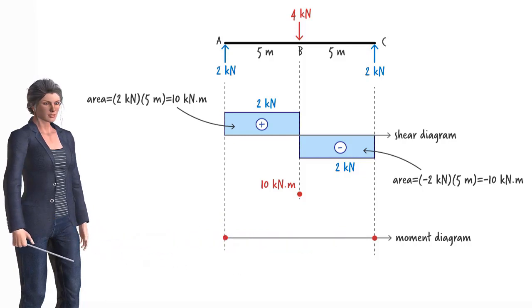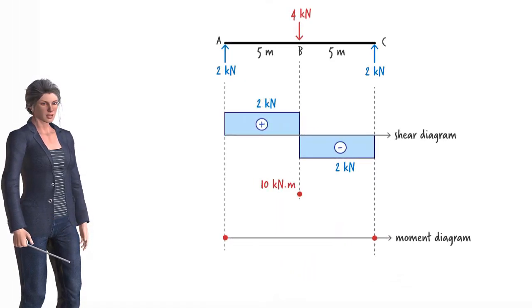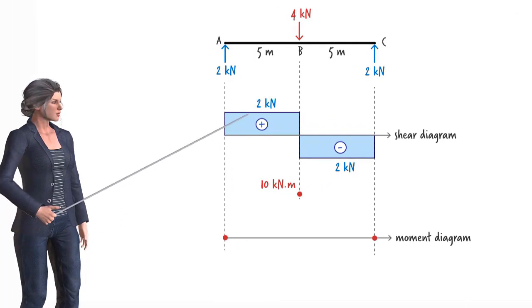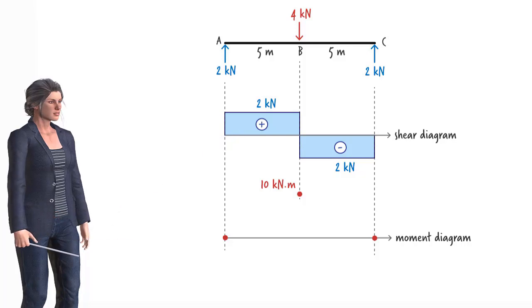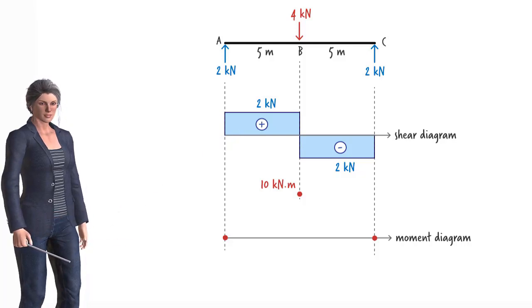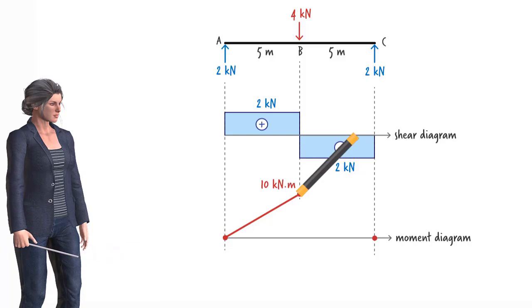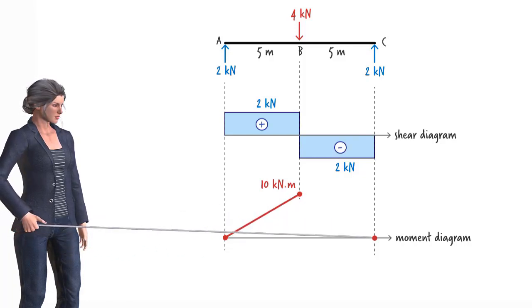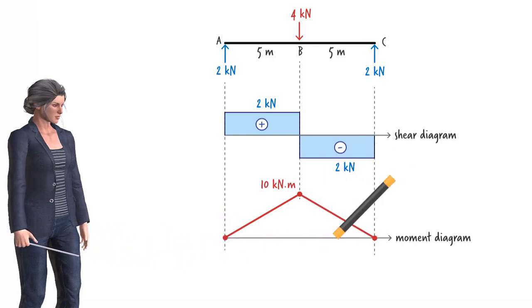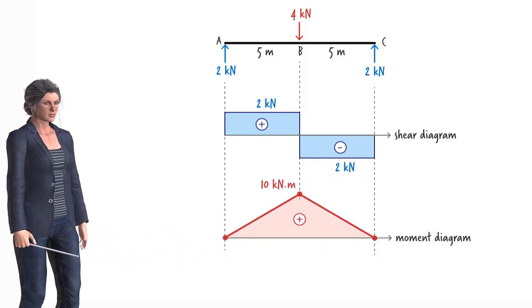The shape for each segment can be determined from the shape of the shear diagram above it. When the shear diagram is a horizontal line, the moment diagram takes the shape of an inclined line. So, we draw an inclined line connecting these 2 points. And we need another line for connecting these 2 points. So, here is a rule to remember. A constant shear results in a linear moment.